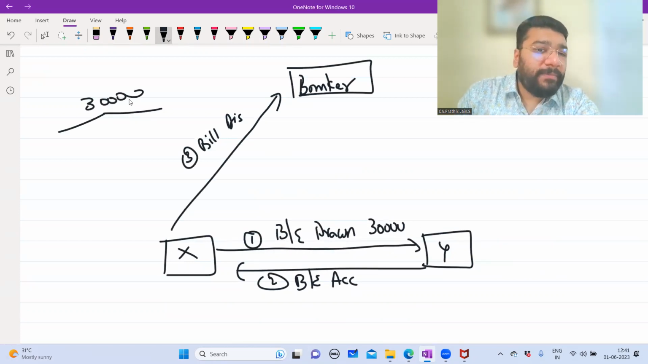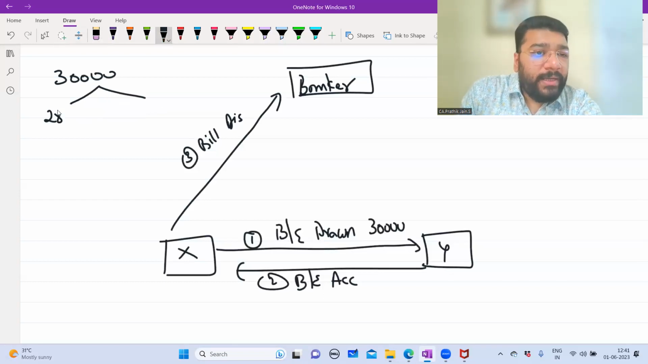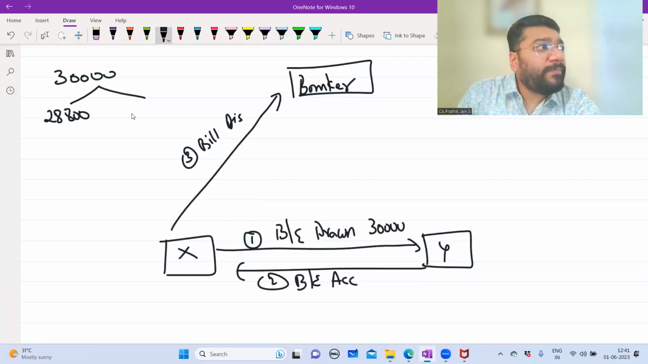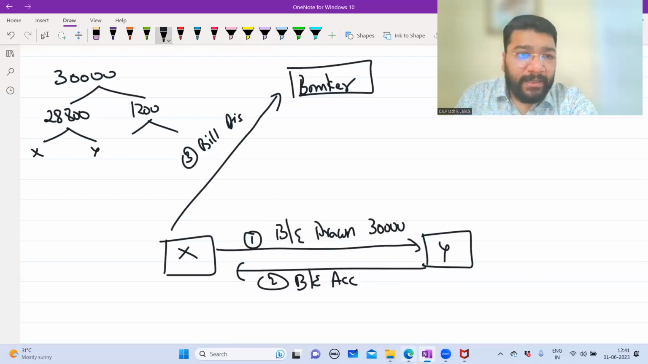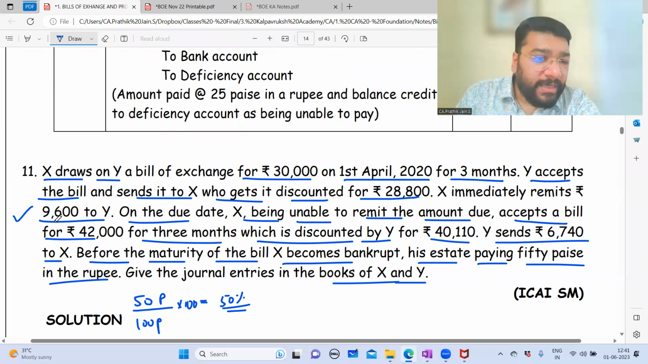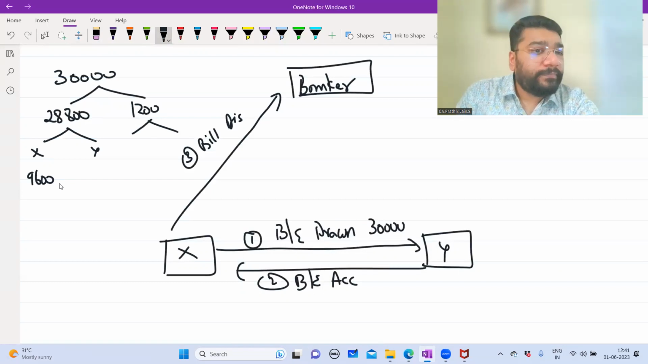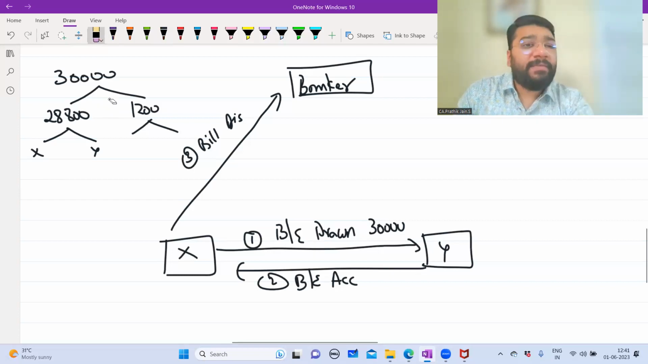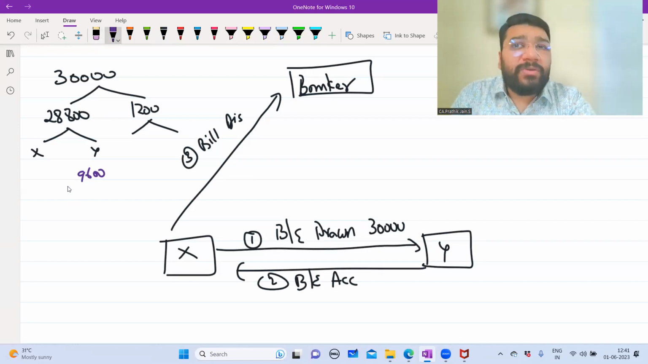In that, how much money is received? 28,800 is the money received. What is the discounting charges? 1,200. But these two amounts are to be split between X and Y. So how much is X giving to Y? X is giving 9,600 to Y. So how much is Y getting? 9,600. Y is getting 9,600 out of how much?